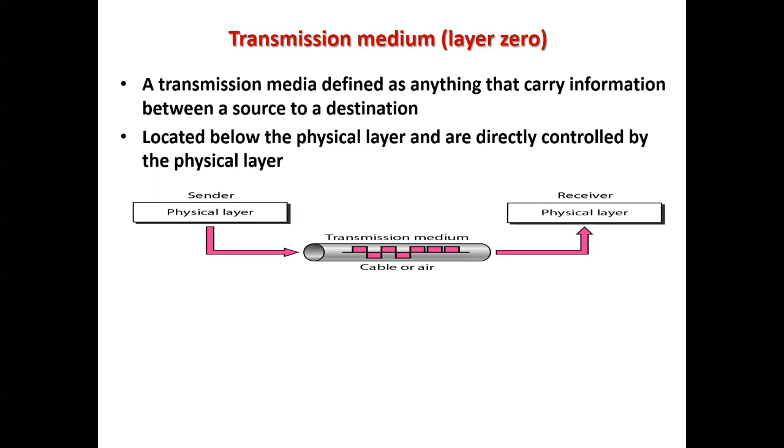So a transmission medium is defined as anything that carries information between a source and a destination, and it is located below the physical layer and is directly controlled by the physical layer.